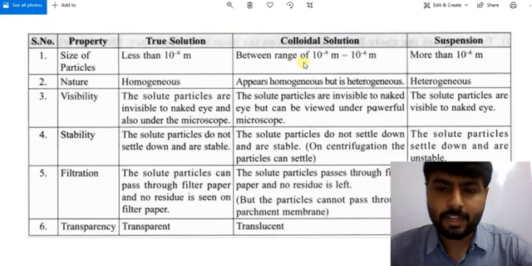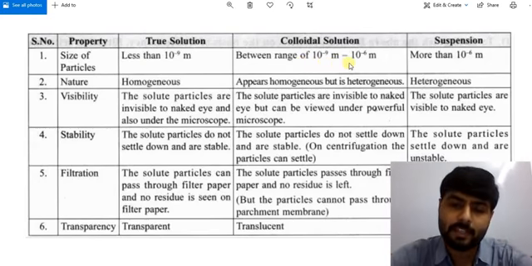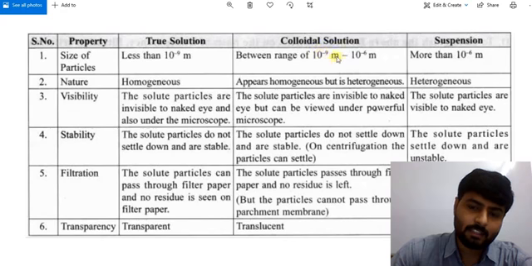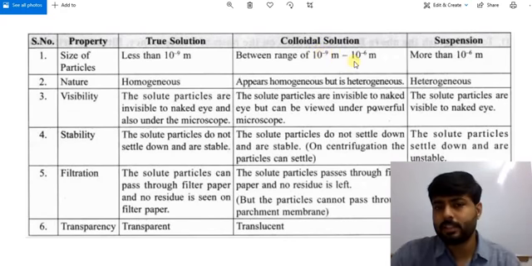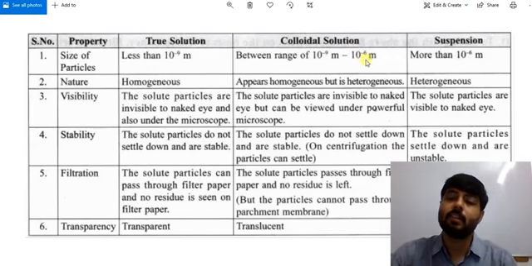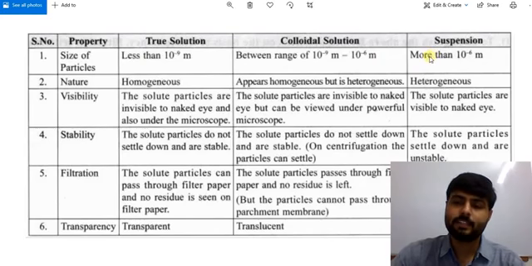Between the range of 10 raised to minus 9 to 10 raised to minus 6 meter: 10 raised to minus 9 is nanometer, 10 raised to minus 6 is micrometer. 10 raised to minus 6 meter is 1 micrometer. And here you can see the suspension particle size is more than 1 micrometer.